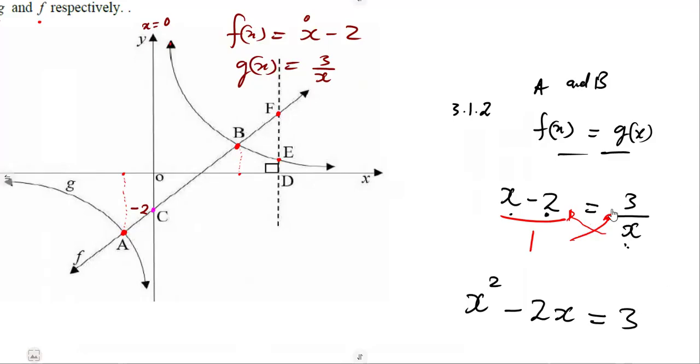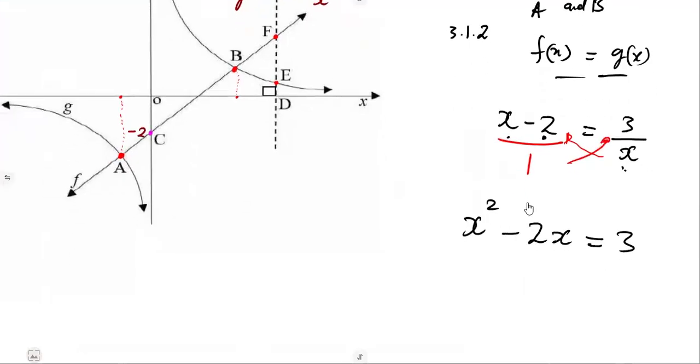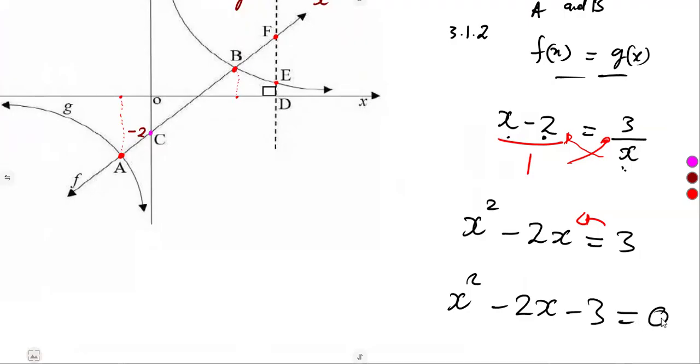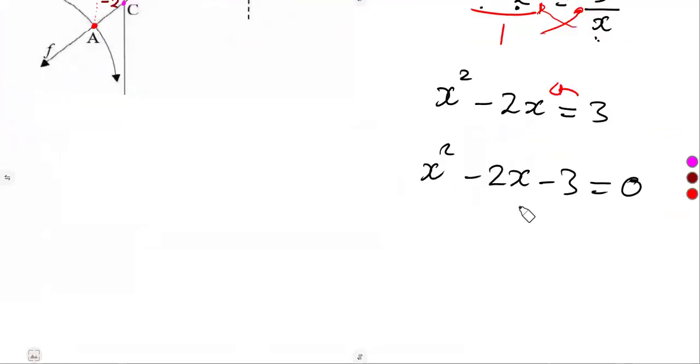Remember, a quadratic equation, when the highest exponent is 2, one of the sides must be equal to 0. So we're going to transpose this to the other side. So that is going to be x squared minus 2x, and 3 to this side is going to give us a negative 3. All right, that is equal to 0. Then you can even apply your factorization here. So factorize, guys, as we saw before, this type of an equation.